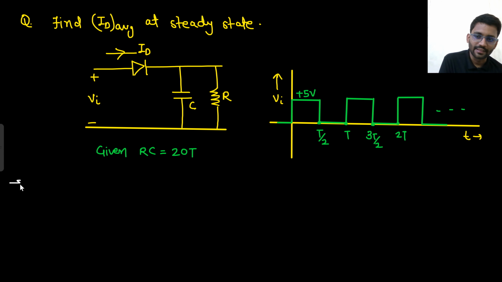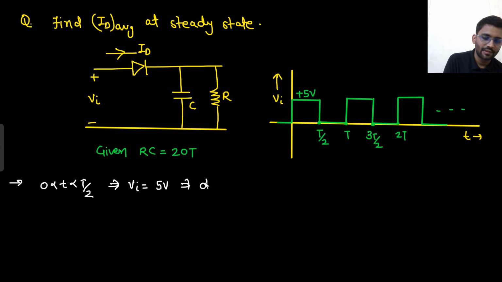So let's analyze the circuit. For 0 to T by 2, what is the input? Vin is 5 volt. So what will happen? Here 5 volt, here 0. The diode will be on.